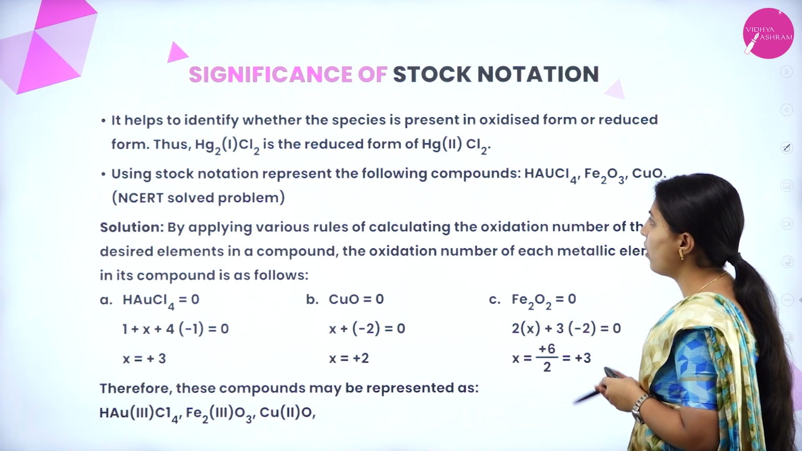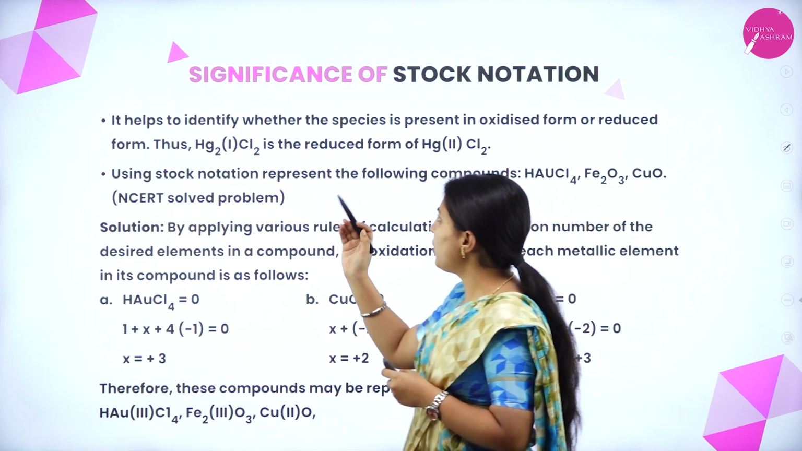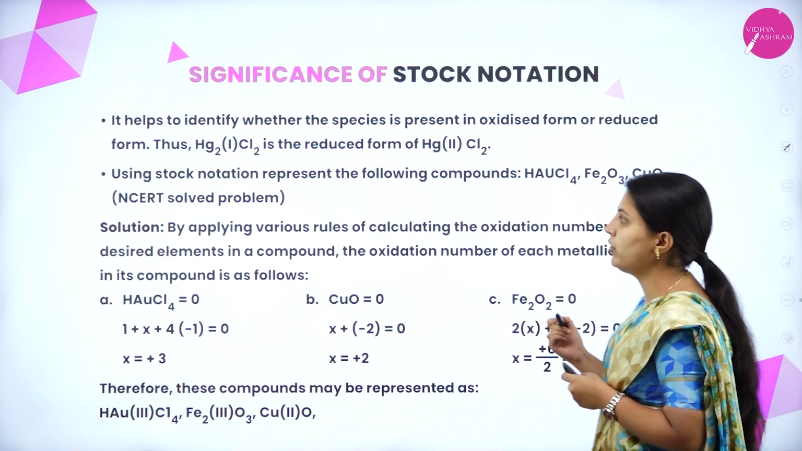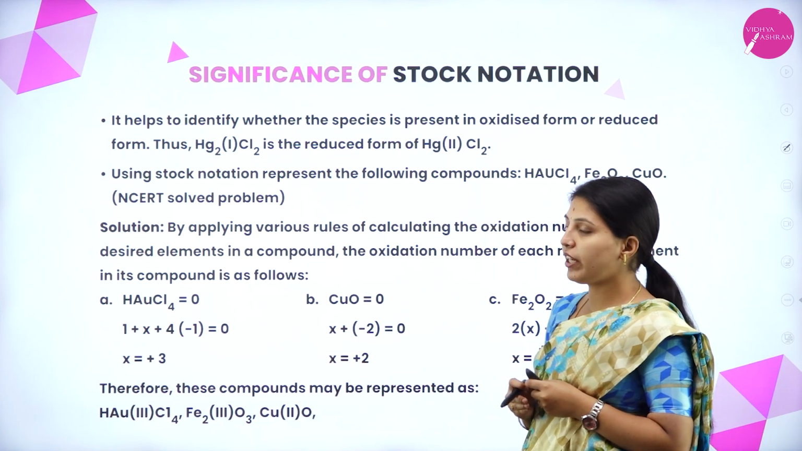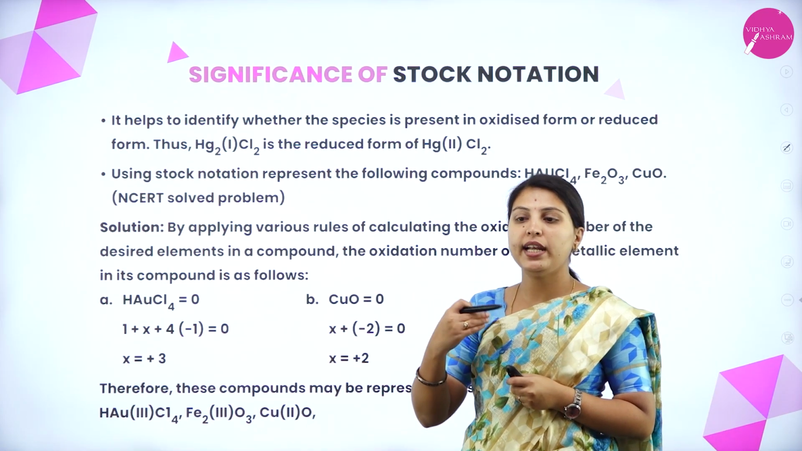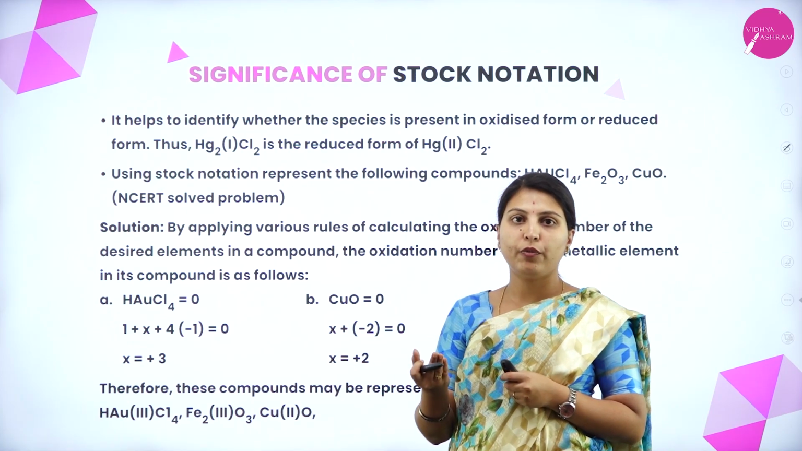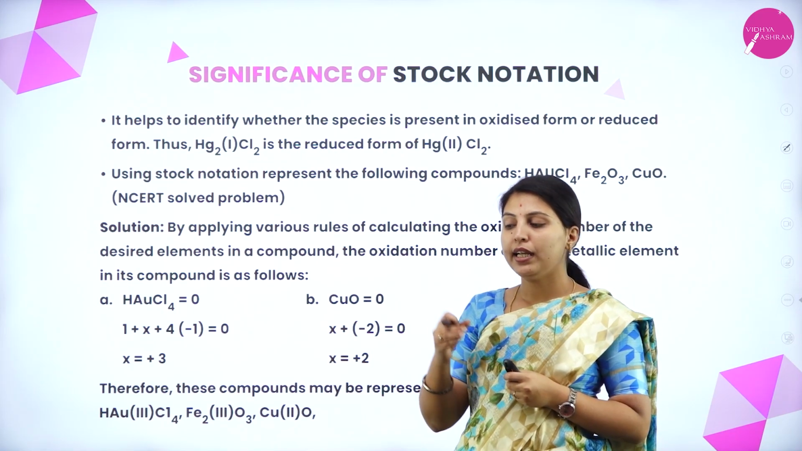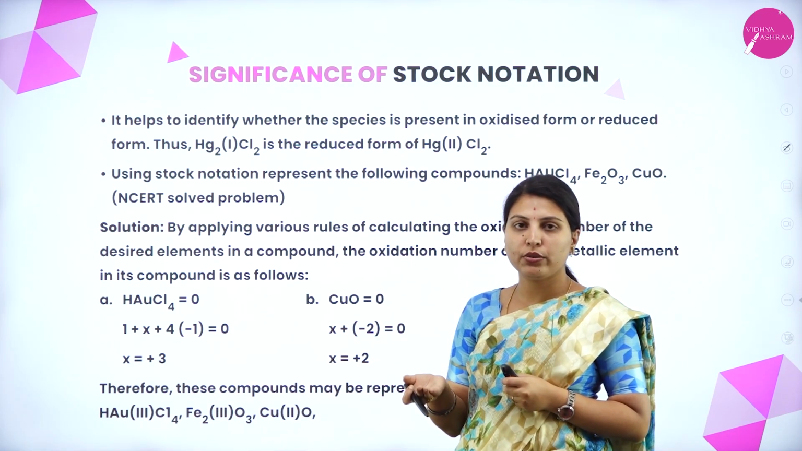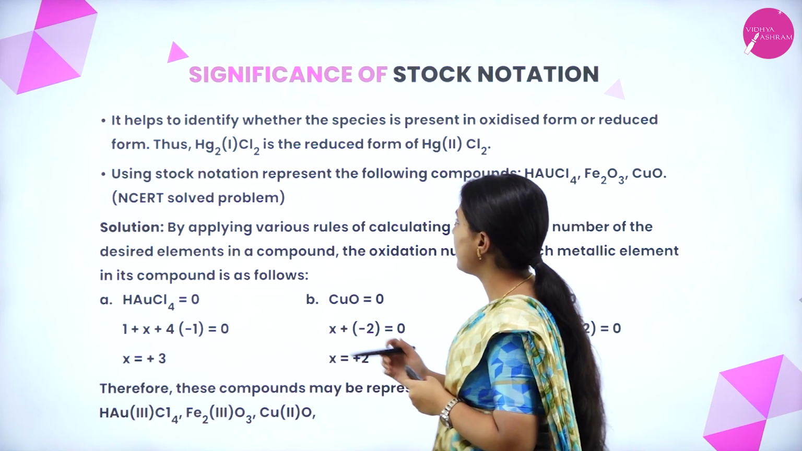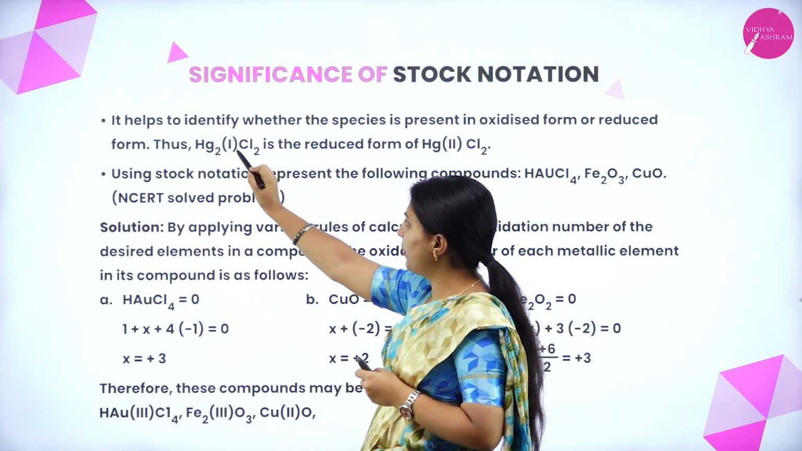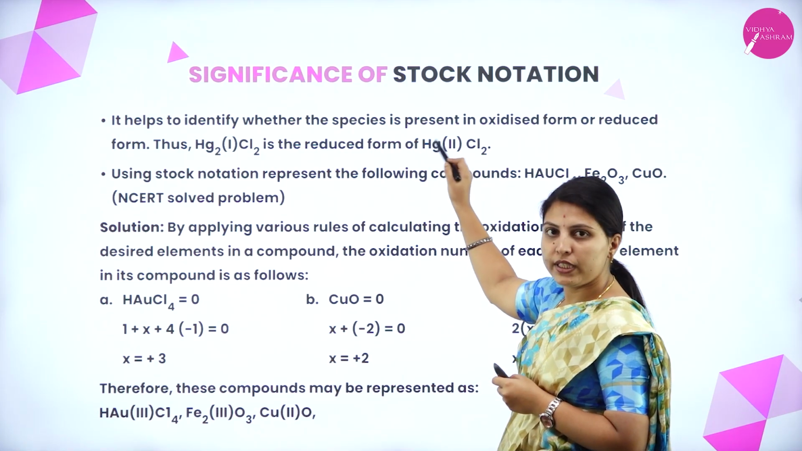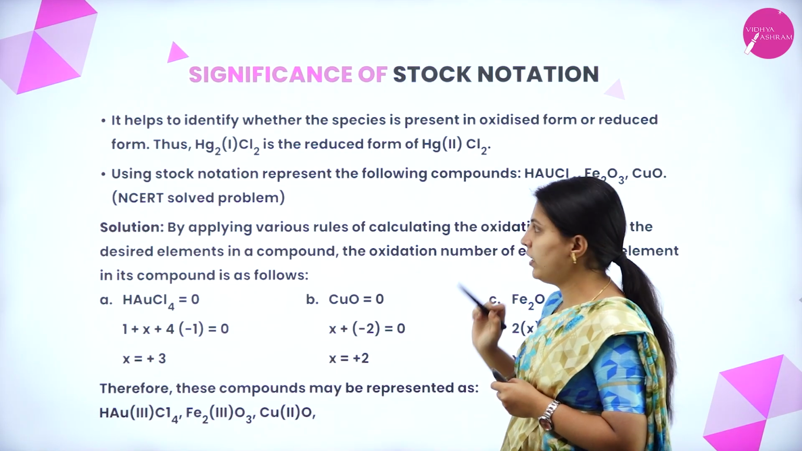Significance of stock notation. It helps to identify whether the species is present in oxidized form or reduced form. What is the significance of stock notation? You can analyze by seeing the compound, whatever it has written in stock notation, you can identify whether that compound is reduced or oxidized. Okay, see here, mercury chloride, mercury in oxidation number 1 is the reduced form of that with oxidation number 2.